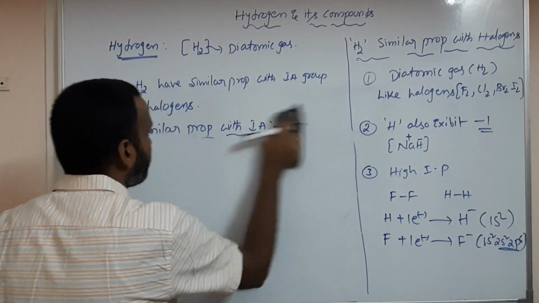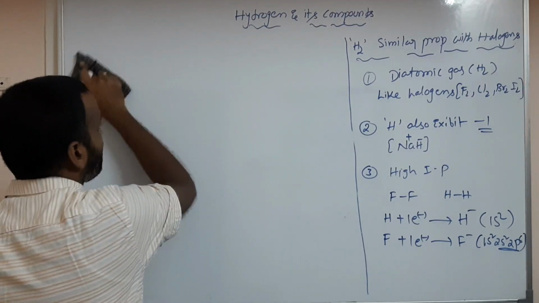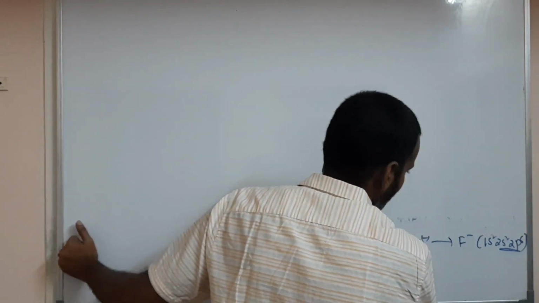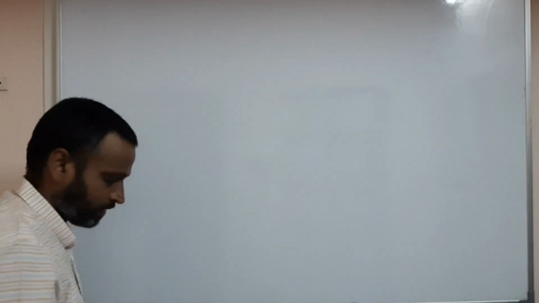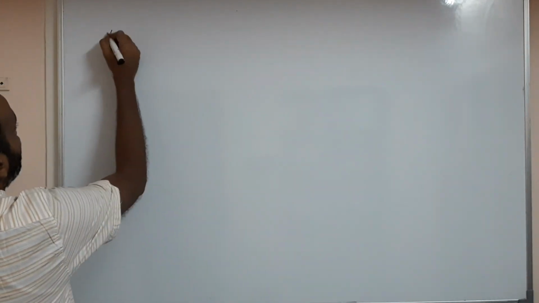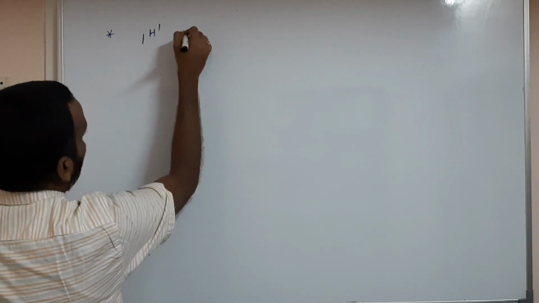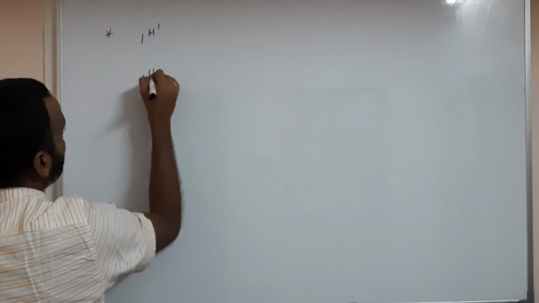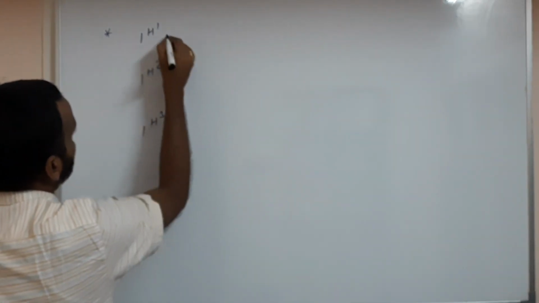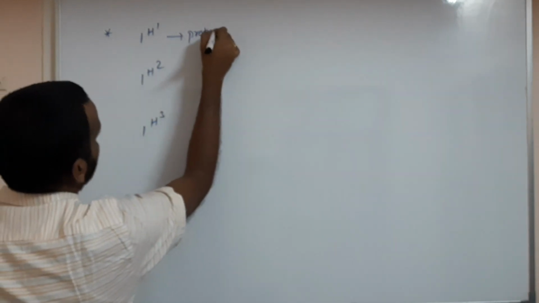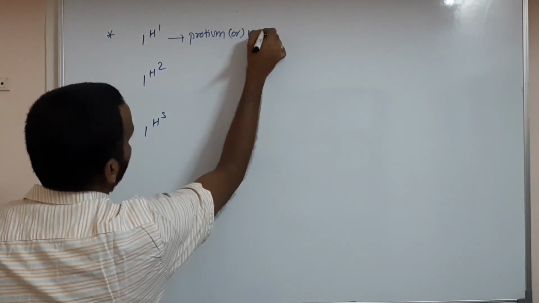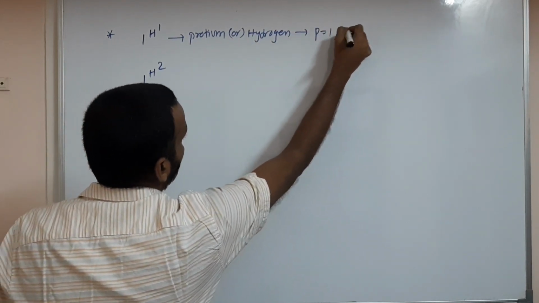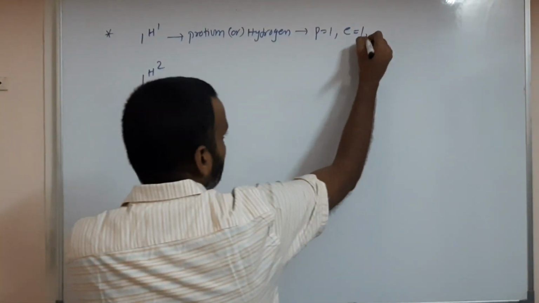So next we have those isotopes, and after isotopes we have a few more topics, like how to prepare hydrogen. See, hydrogen has 1H1, 1H2 and 1H3. The first is called protium, or simply hydrogen, which has proton 1, electron 1, and no neutron. Neutron is 0.